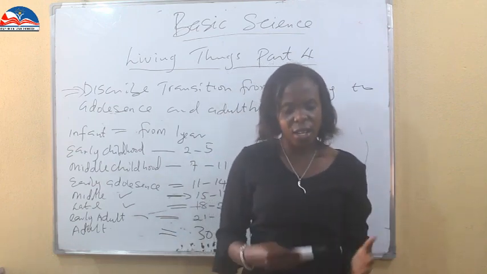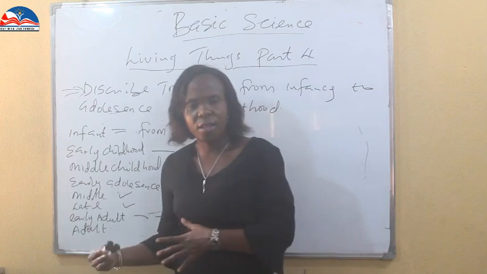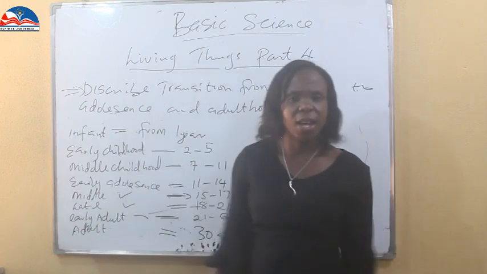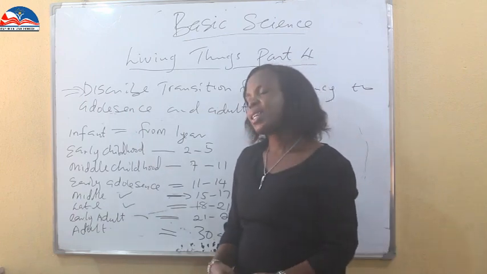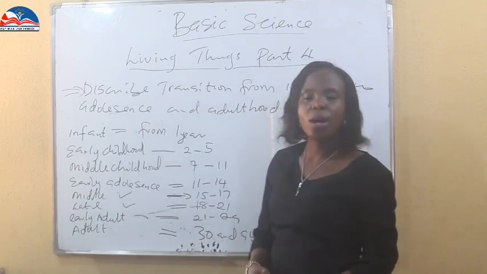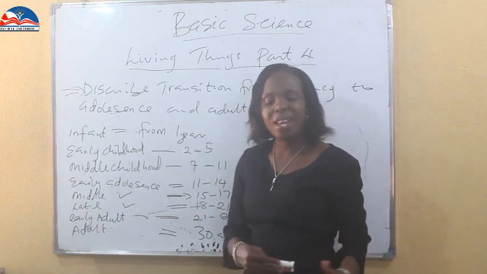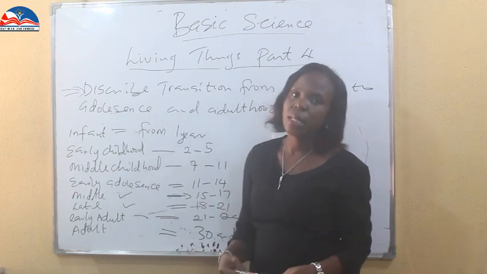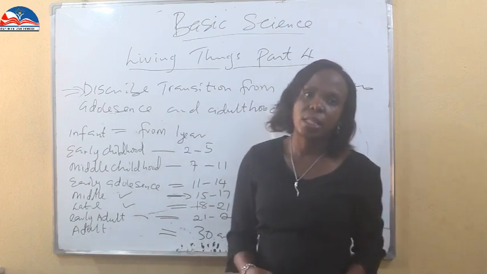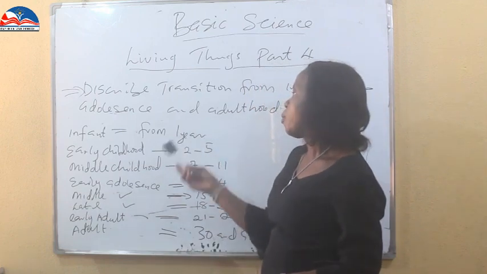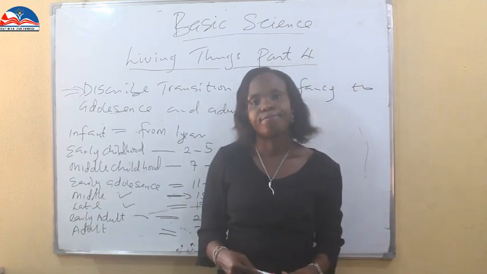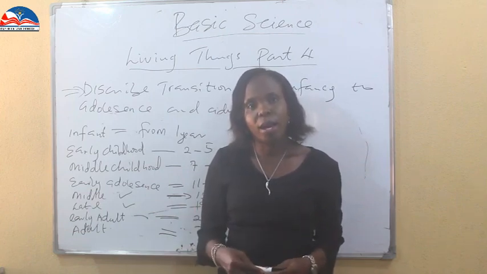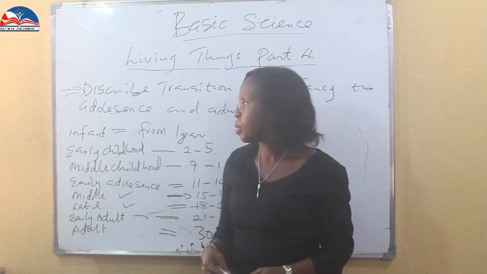A day-old child can never be the same at 3 months, at 6, at 1, at 5, at 12, at 20, at 25, and as the case may be. So what are the transitional effects, or how do we transit from infancy to adulthood? Infant, as a child, from 1 year, is an infant. From a year, a child is said to be an infant.